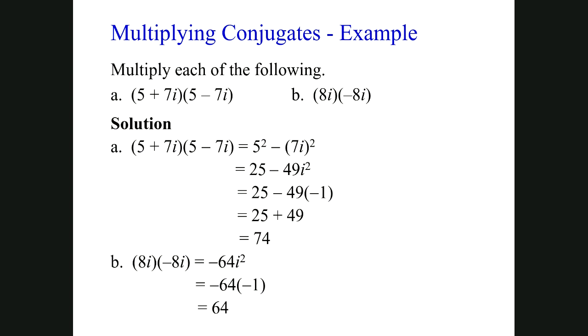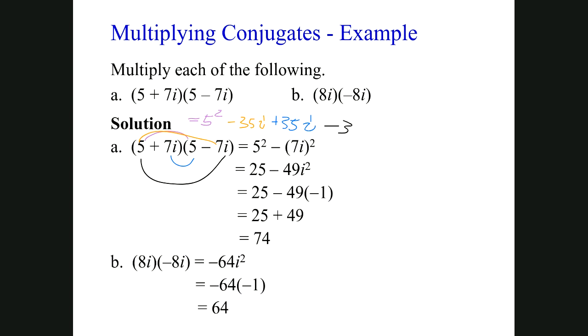I was showing you a little bit. If you don't use the formula, what do you get? You're going to do the FOIL. So 5 times 5, what do we get? You get 5 squared. And then you do the FOIL. 5 times this one right here, you're going to have a negative 35i. That's the outer one, and then the inner one, you have 7i times 5, you get plus 35i.